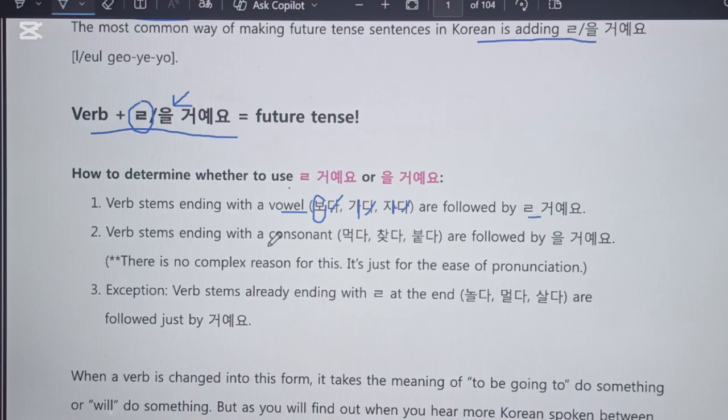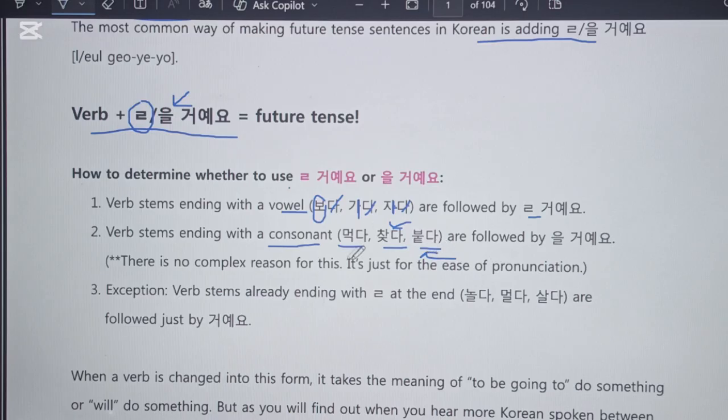If the verb stem is ending in a consonant, we shall go ahead and add 을. For example, 먹다, 찾다, and 붓다. Please, if I'm pronouncing this wrong, I still have issues with patterns. If it is right, if it is wrong, you can go ahead and tell me in the comments. Is this pronounced chata? Is this pronounced putta? Because of the different patterns, you could find that the pronunciation has to be something different. So if so, do not hesitate to inform me in the comments.